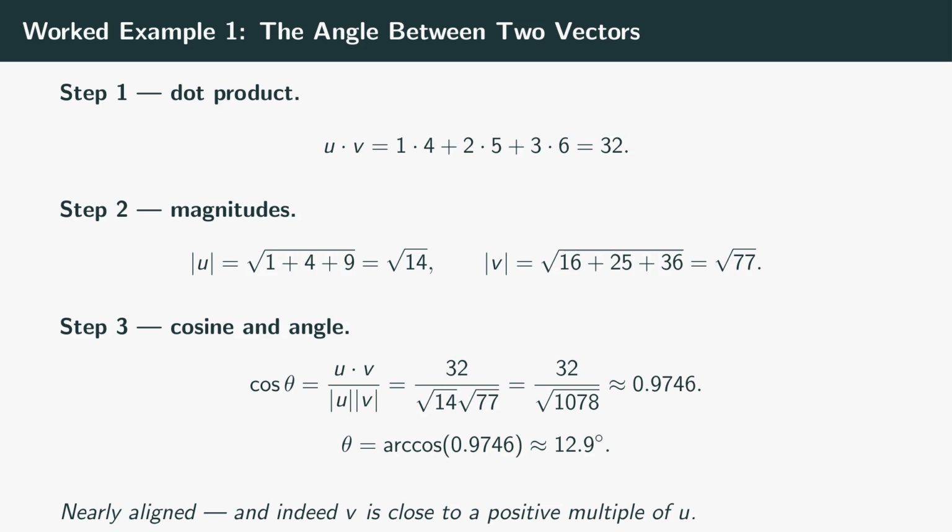32 over the square root of 14 times the square root of 77, which is 32 over the square root of 1078. That works out to about 0.975. Taking the inverse cosine gives an angle of roughly 13 degrees. That small angle makes sense. The vector (4, 5, 6) is nearly a positive multiple of (1, 2, 3), so the two arrows point in almost the same direction. In a handful of multiplications, the dot product handed us an angle in three-dimensional space. Geometry extracted from arithmetic.